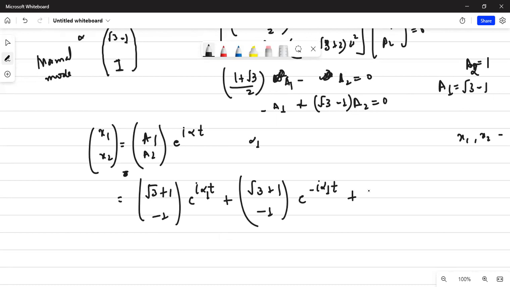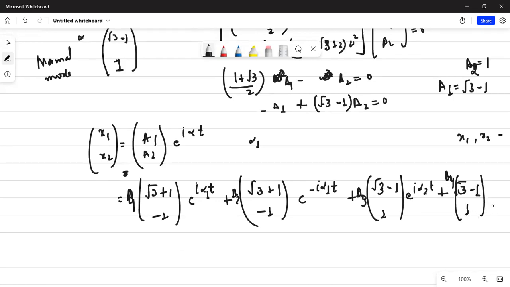And similarly you can write, what was it here, I think root 3 minus 1, yes, okay, root 3 minus 1 and 1 here, and here you have e^(iα2t), and then you take some constants also, say some b1 or b2. Okay, b2, b3, b4, and this will be root 3 minus 1, 1, and there will be some e^(-iα2t).